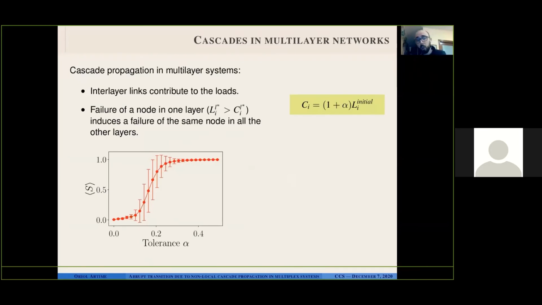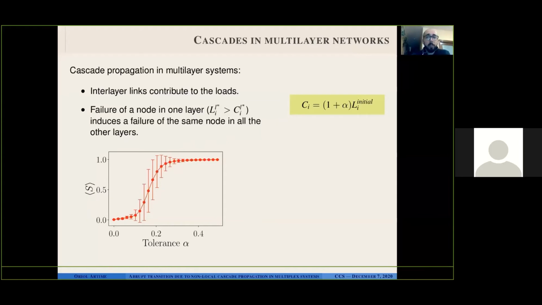In this plot and in all the other plots of this talk, I'm focusing on the initial condition where we remove a single node, and we pick the node with the largest load. So when S, the mean size of the largest component, is close to 0, it means that the cascade completely destroyed the network. Instead, when it's close to 1, it means that the network is left almost untouched. The more this curve is located to the right, the less robust is the system, because there is a larger range of tolerance values alpha for which the network can be dismantled.